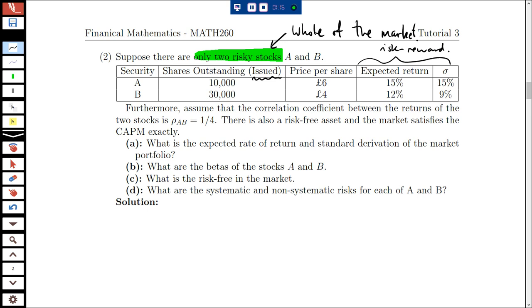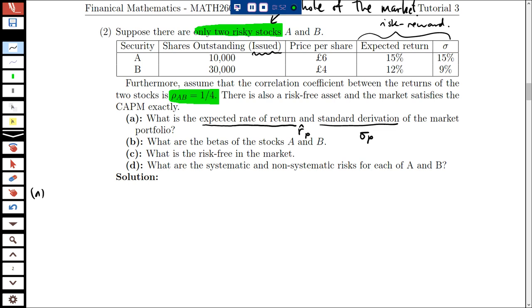Okay, what other details do we have? We have the correlation coefficient is a quarter. There's also a risk-free asset that satisfies the CAPM exactly. Okay, great. Part A: what is the expected rate of return and standard deviation for the portfolio? So we want the expected rate of return for the portfolio and the standard deviation for the portfolio.